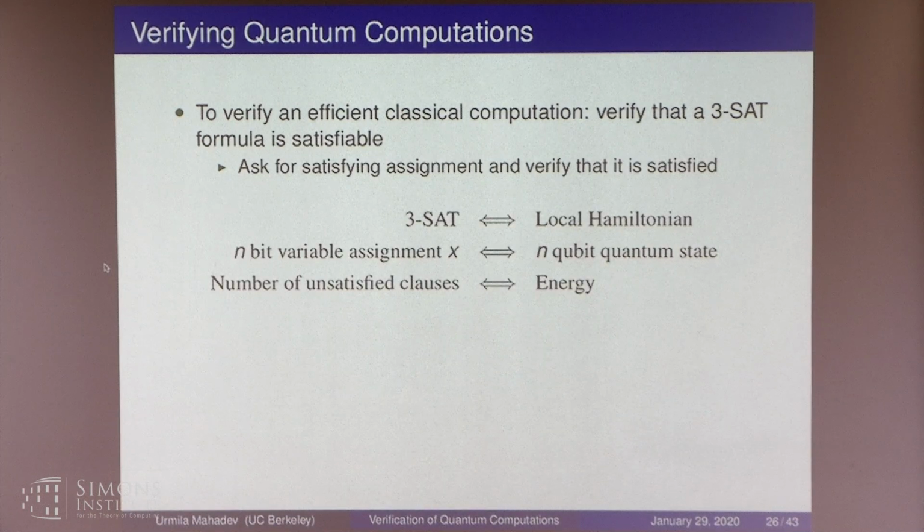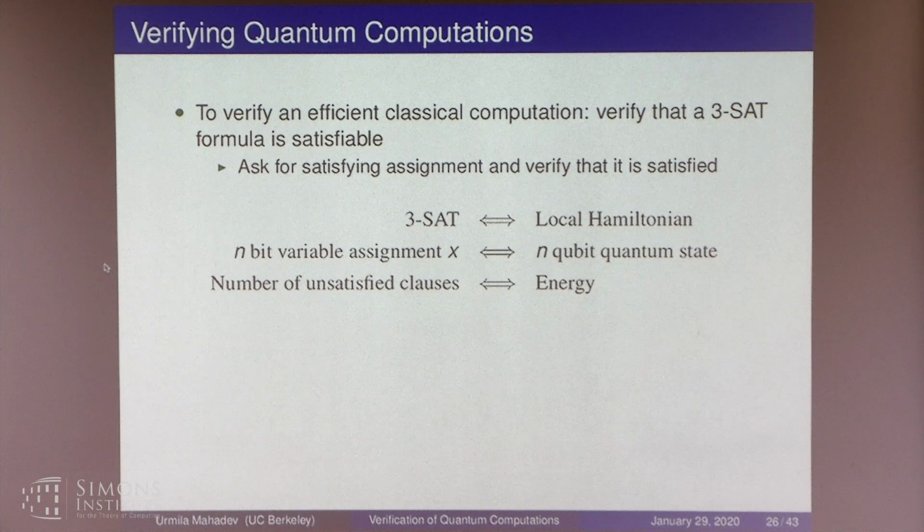Now, in the quantum world, we can draw a direct analogy. Here, 3-SAT corresponds to local Hamiltonian. An n-bit variable assignment corresponds to an n-qubit quantum state. And the number of unsatisfied clauses of the formula with respect to the assignment corresponds to the energy of the quantum state with respect to the Hamiltonian.